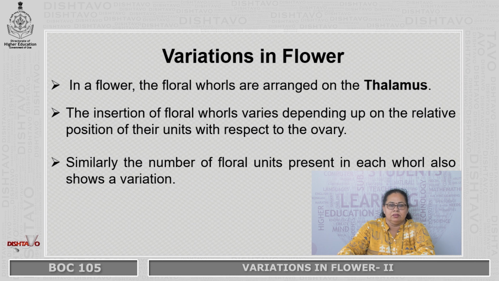In a flower, the floral whorls are arranged on the thalamus. The thalamus is a swollen portion present at the tip of a pedicel. The insertion of floral whorls varies depending upon the relative position of their units with respect to the ovary. Similarly, the number of floral units present in each whorl also shows a variation.